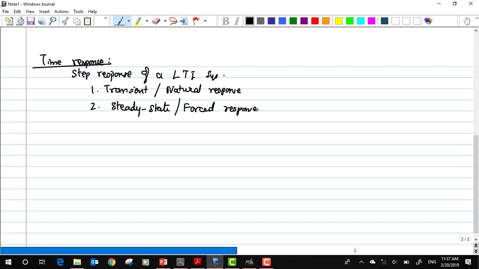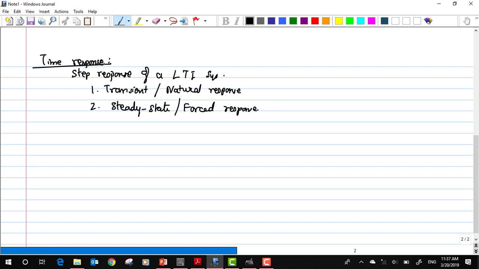Probably we haven't studied the second order system till now. We will apply the same concept onto the second order system and see what makes this second order system either oscillate or be over damped or under damped. Such cases we will be studying in this particular class. Okay, so this is as far as the time response is concerned.